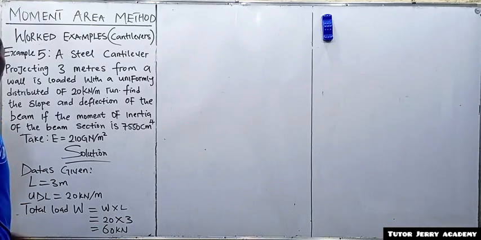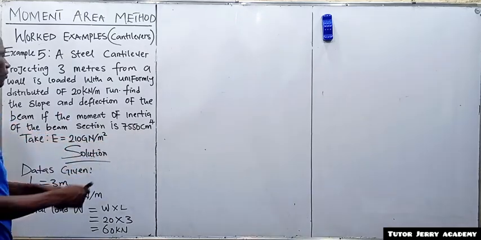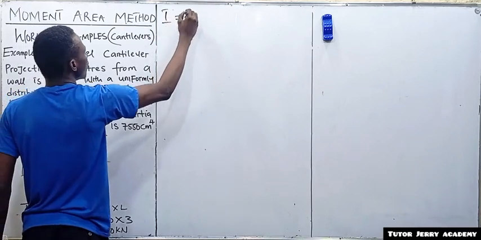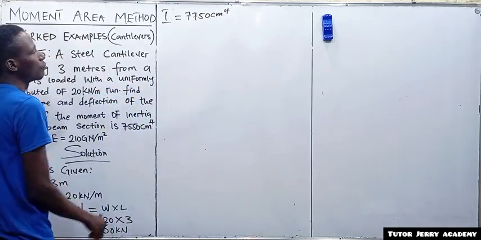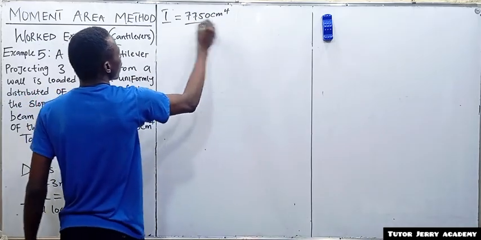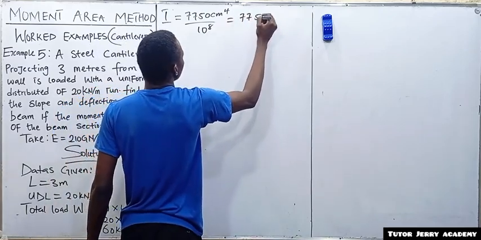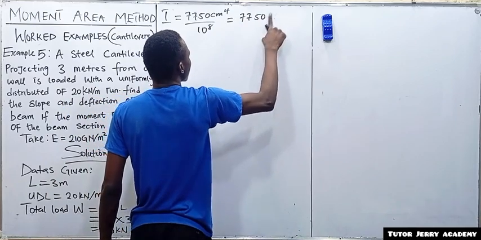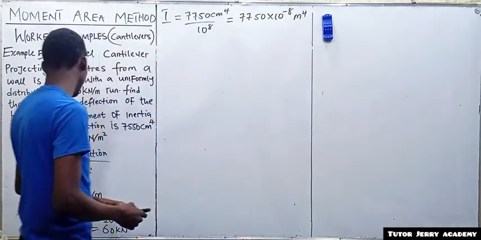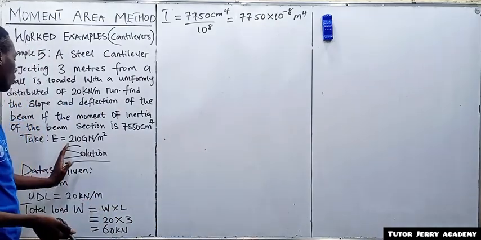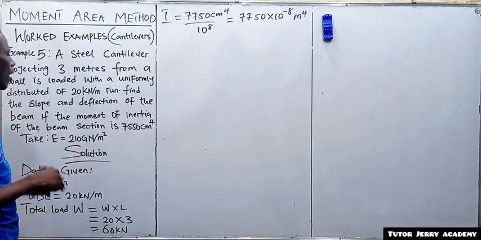Now we are going to be calculating the slope first. We have I equal to 7550 centimeter to the power of 4. So let's convert this to meter. If we divide by 10 to the power of 8, this will be equal to 7550 times 10 to the power of minus 8 meter to the power of 4. So this is what we have, and then our E is equal to 210. Giga is nothing but 10 to the power of 9. So take note, when substituting we will use 10 to the power of 9.